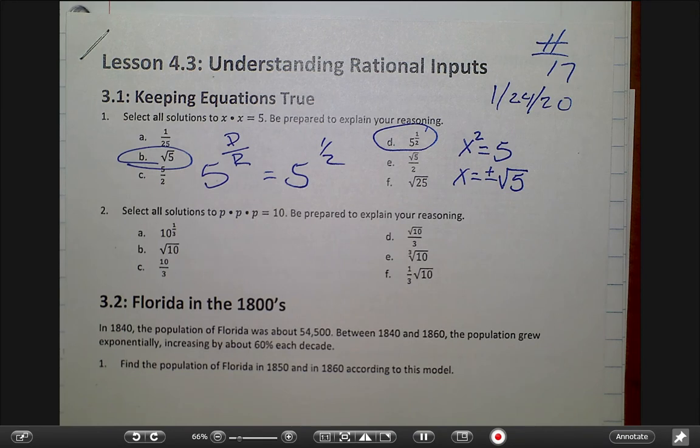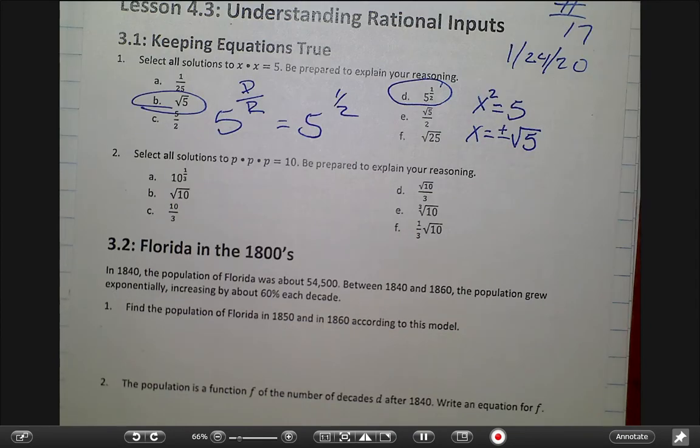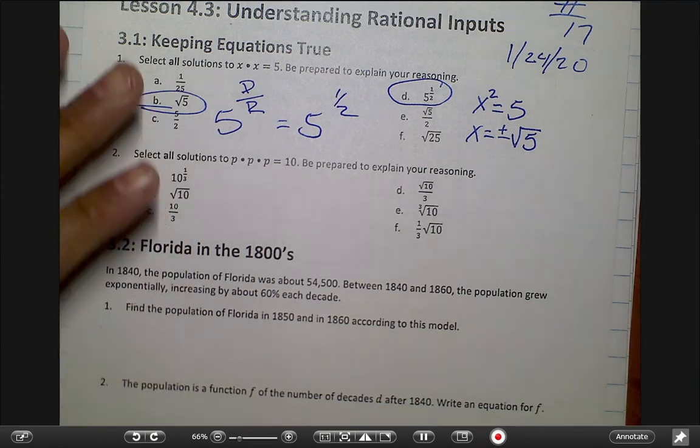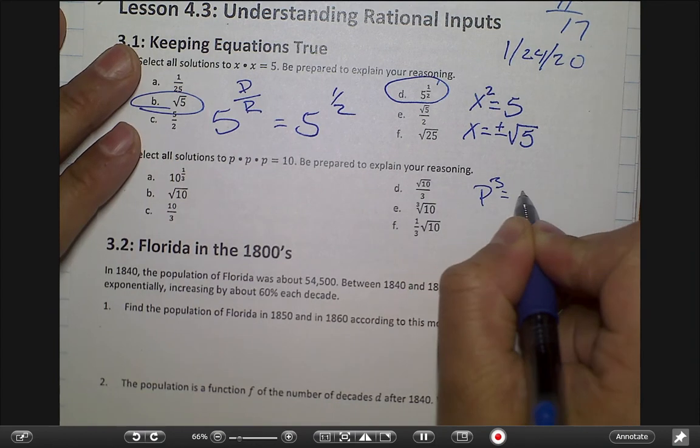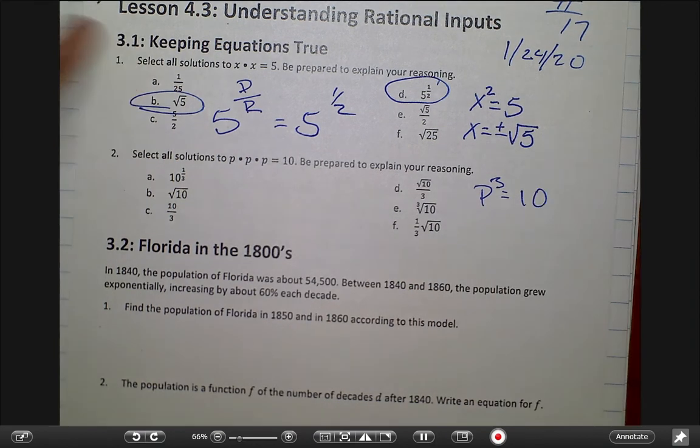Okay? All right, so now for number 2. For number 2, I need to go ahead and put those all together. So that's going to be P to the third power, right? There's 3 of them. So P to the third is equal to 10. Very good.